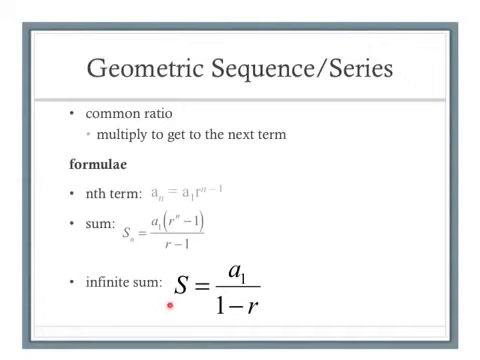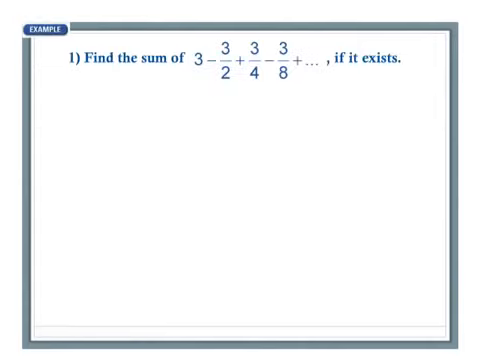But what if you wanted to find the sum of an infinite geometric series? Well, there's a formula for it. And the formula is this. There is one catch though. The ratio, or the absolute value of the ratio, must be less than 1. Because if it's not, then it's not possible to find the sum of the infinite series.